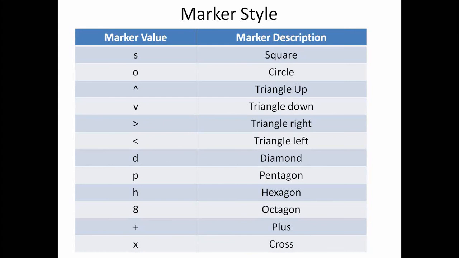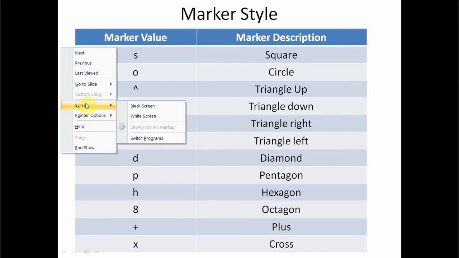Marker styles. We had used asterisk, that's the star, but we have a lot of other styles. If you write S, you get squares. If you write O, you get circles. Up triangle, down triangle, right triangle, left triangle, D for diamond, pentagon. Shall we try some of these?